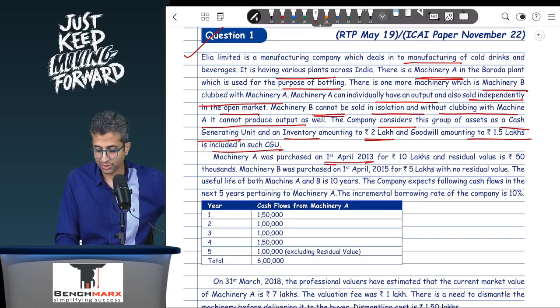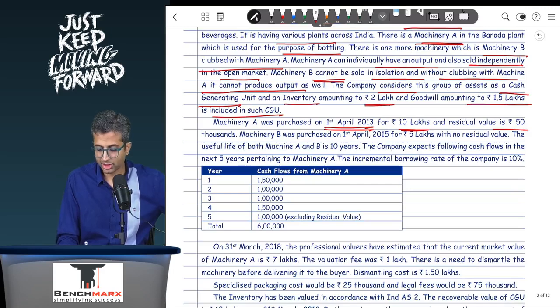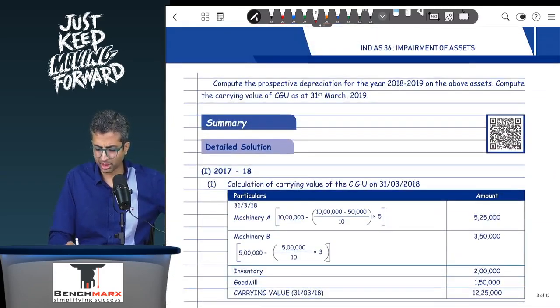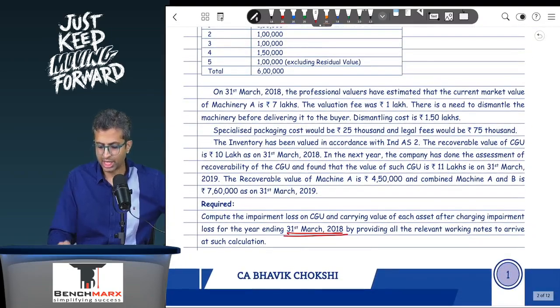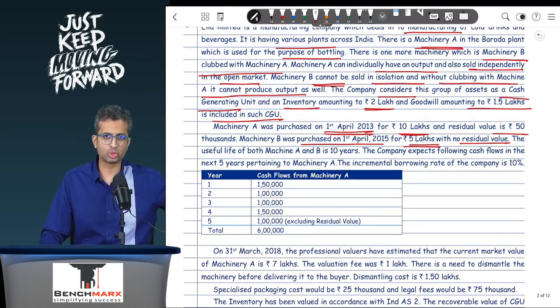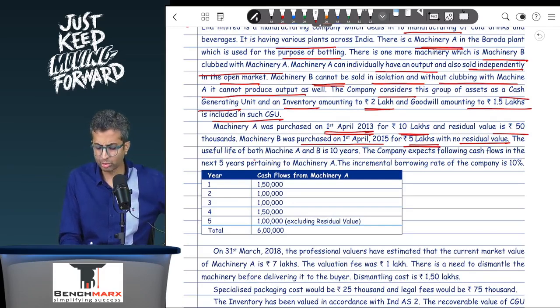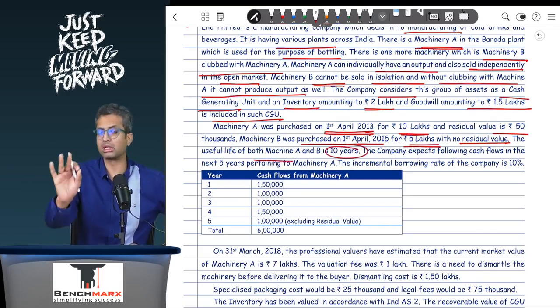Machinery A was purchased on 1st April 13 for 10 lakhs and there's a residual value of 50,000. Machinery B was purchased on 1st April 15 for 5 lakhs with no residual value. If you read the entire question, you are probably trying to do impairment as on 31st March 2018. So if machinery A was purchased in 2013 with a 10-year useful life, 5 years have gone by. If machinery B was purchased on 1st April 15, again with a 10-year useful life, then 3 years have gone by. The useful life of both machinery A and B is 10 years. The question very clearly tells you it is 10 years.